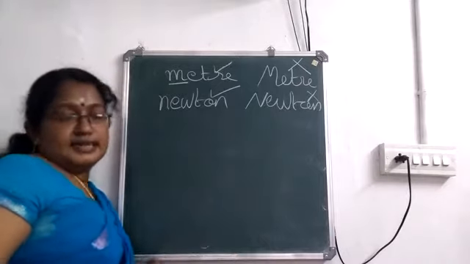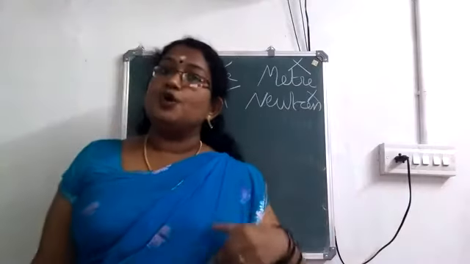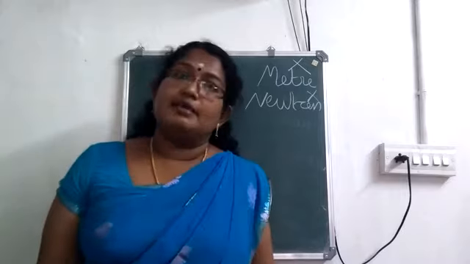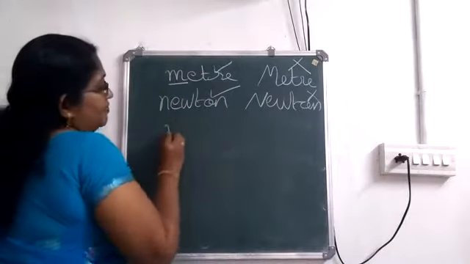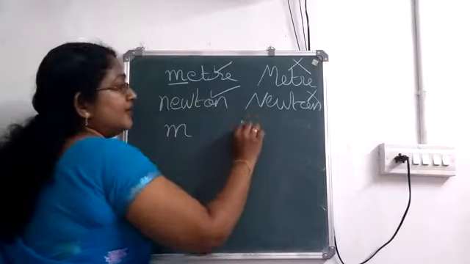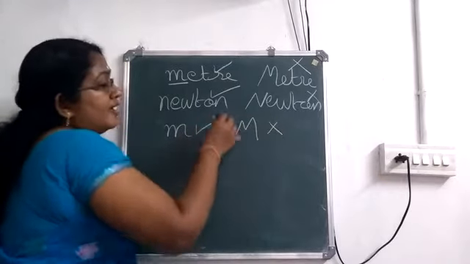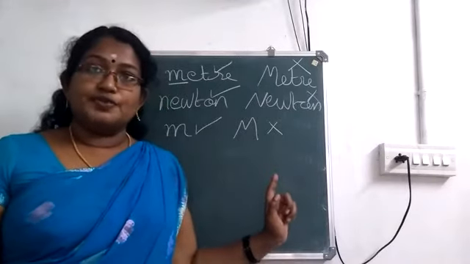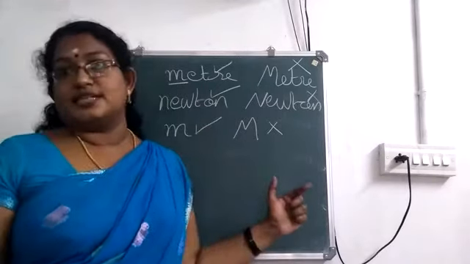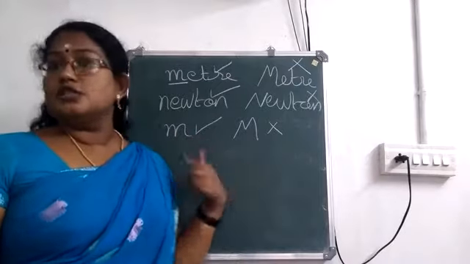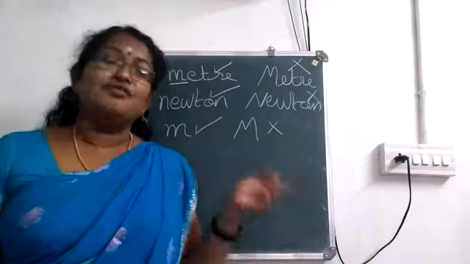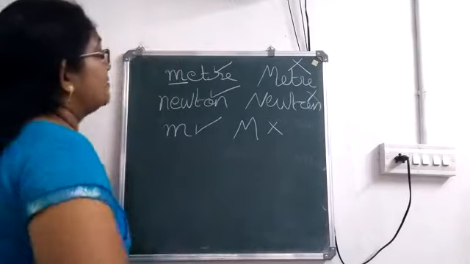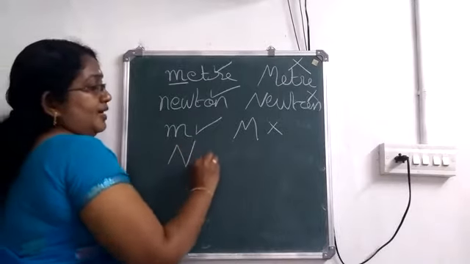Now, the second one is, if you are writing the symbol of a unit, and it is not named after a scientist, you have to use a small letter. If I write capital M, it is wrong. When you are writing the symbol of a unit and it is not named after a scientist, it should be written in small letter. That means if it is named after a scientist, what should be there? It should start with a capital letter.